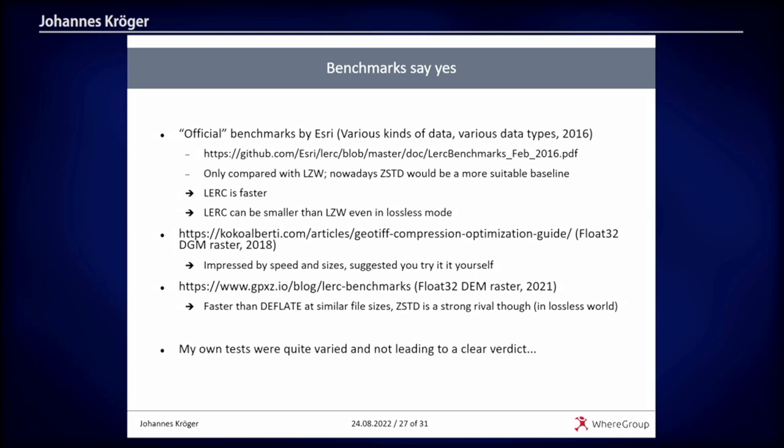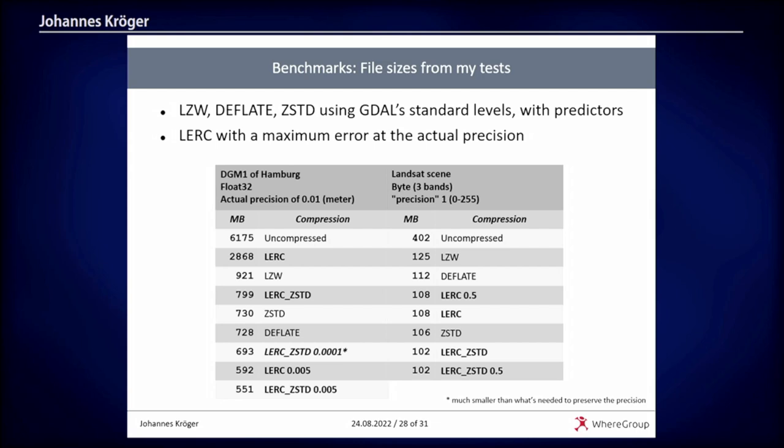Yeah, my tests were a bit varied. I just included one here. So I just used GDAL, standard levels, predictors, all the usual stuff. And I took two data sets and used LERC at the actual precision of the data. I had some DEM of Hamburg, which has a precision of about 1 centimeter. And you can see at the bottom here, I used an error rate of 0.5 centimeter, so it was allowed to jump in that precision.